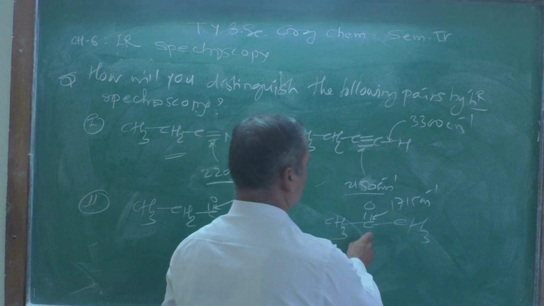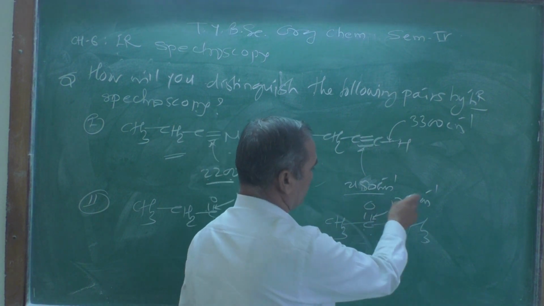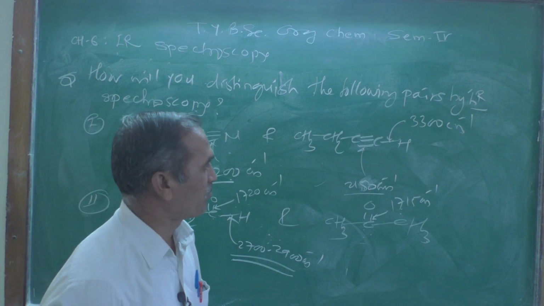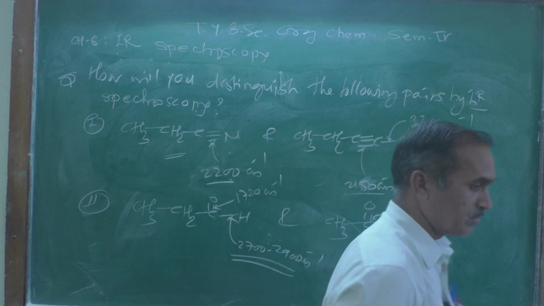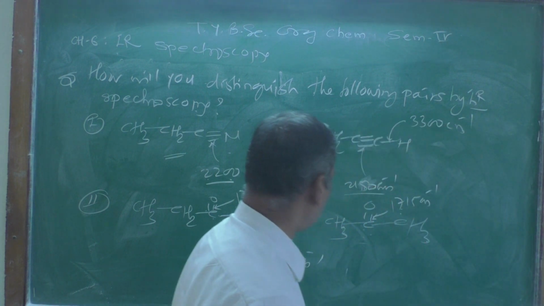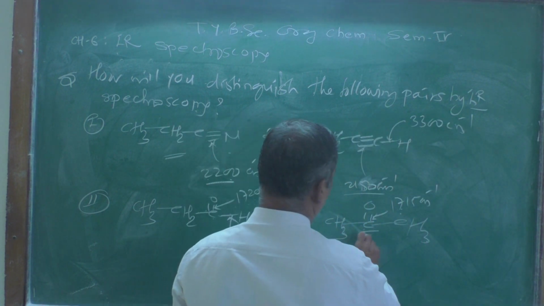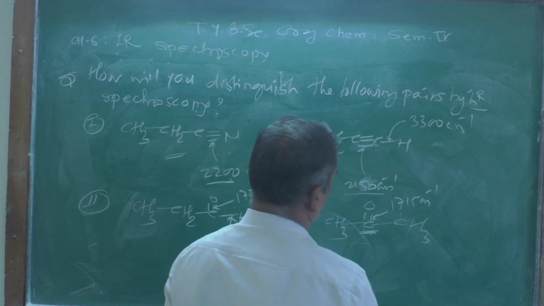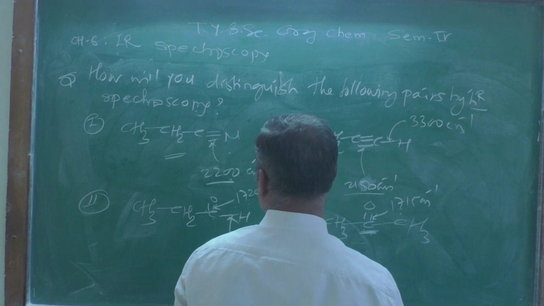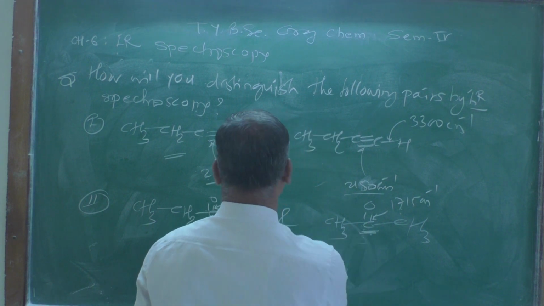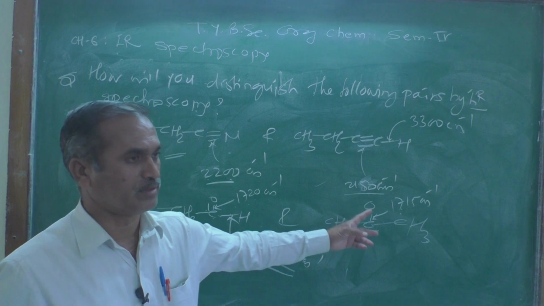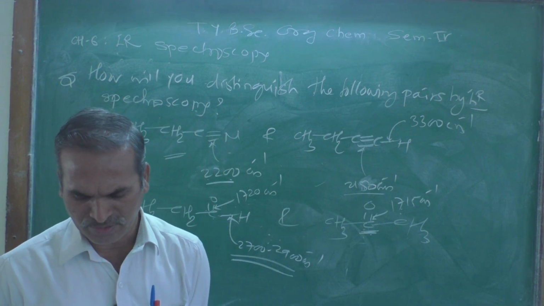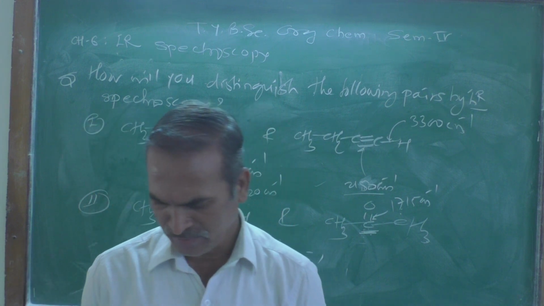But in the second structure only one peak appears, which is around 1715 per centimeter due to the carbonyl group. That's why the first will give two peaks, and this structure will give only one peak. So in this way we can easily distinguish these two structures from each other.